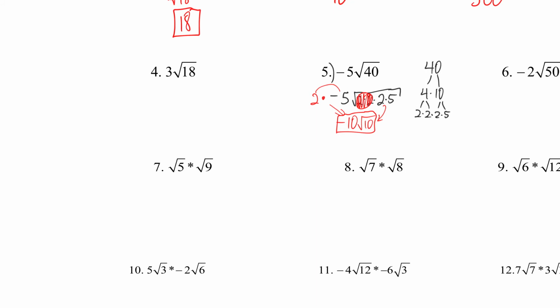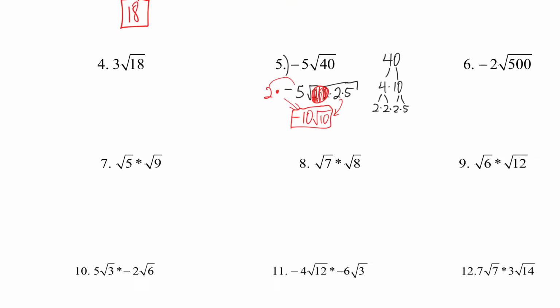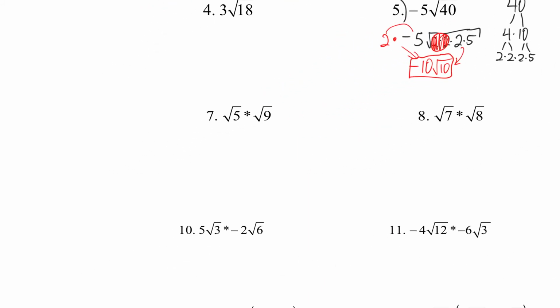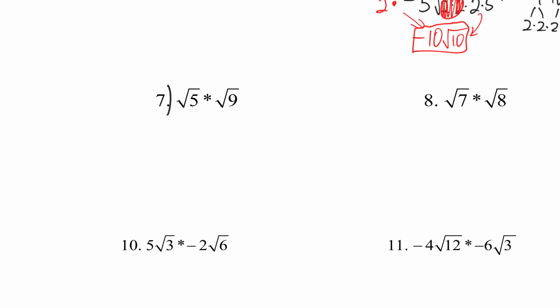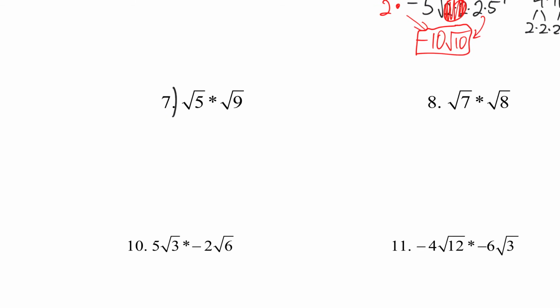All right, so I'm going to skip number 6. Let's look at number 7. So on number 7, square root of 5 times square root of 9. What does that give me? Okay, well, so just what's 5 times 9? Okay, so that's going to give us square root of 45. Okay, and then remember we already simplified that, so I'm not going to redo that.